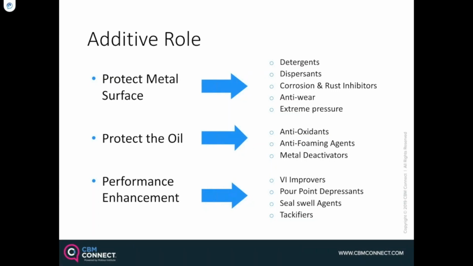Pour point depressants are just exactly that. Remember how naphthenics can be used at very low temperatures. They have a naturally low pour point. Some of the paraffinics weren't as low. So if we want to lower the pour point of a paraffinic oil, we could very easily add a pour point depressant. It's not exactly that simple, but there are ways that we could bring it down below what it is. We talked about seal swell agents. Some of the synthetics have a detrimental effect on seals. There are ways to compensate for that when you're blending an oil. And tackifiers, which help the oil stick to metal surfaces.